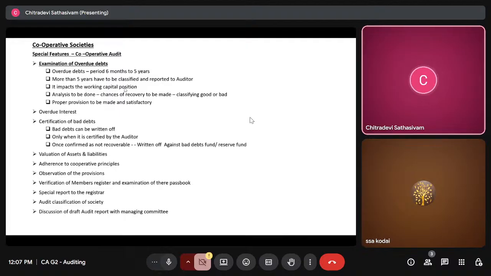proper treatment. Then cooperative principles. You have to make sure that the bylaws have been followed properly and the provisions are followed, and you have to keep on observing that all the provisions have been strictly adhered to. Then, verification of member register and examination of the passbook. What is verification of membership register? This is nothing but actually the members register. Every member has a passbook, okay, and they take loans from that society. What happens is, on a sample basis, test basis, you have the chance to examine this passbook.